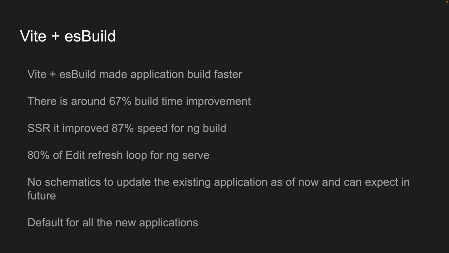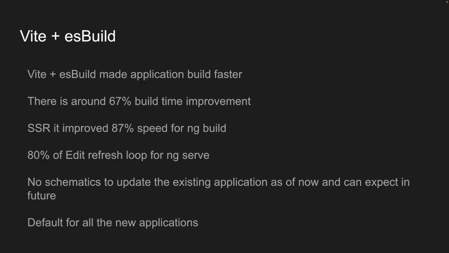So let me go into the build process. Now they have improved the build process. They came up with Vite and esbuild, the combination of these two, and they saw a 67% build time improvement. That means overall build time. And coming to SSR improvements, they improved around 87% whenever we run ng build. And also they have improved the edit refresh loop. That means whenever we change something in the application, it automatically runs ng serve. That speed of execution has been improved by 80%.